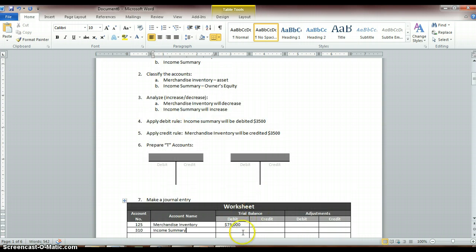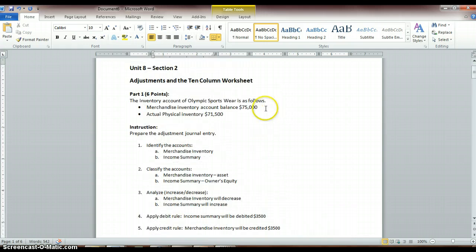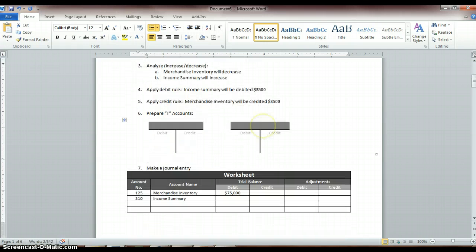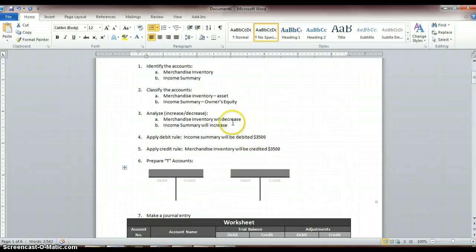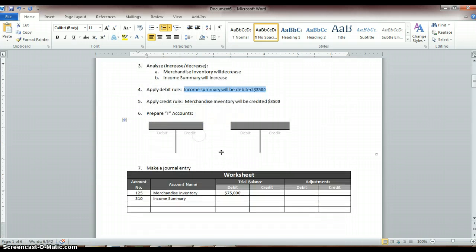So our trial balance of merchandise inventory was $75,000, which we copied up here. And now we need to make those adjustments. So we are crediting merchandise inventory and debiting income summary. And another thing you should do in your adjustments column, if you read the text, is label your adjustments.